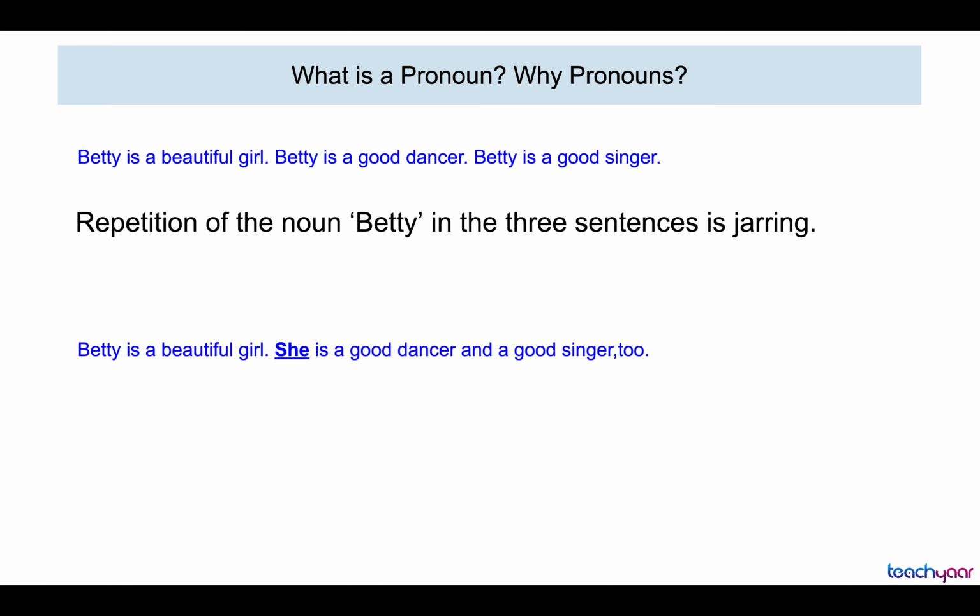Betty is a beautiful girl. She is a good dancer and a good singer too. Now this line is definitely better than the previous one. What have we done here? In order to avoid repetition, we have replaced the noun Betty with another word, she, in the second sentence. Such a word which takes the place of a noun is called a pronoun.